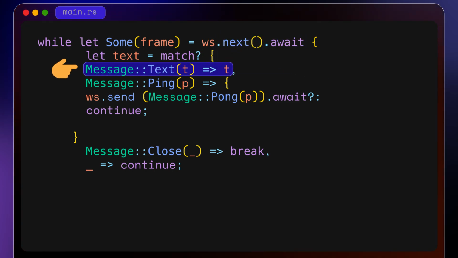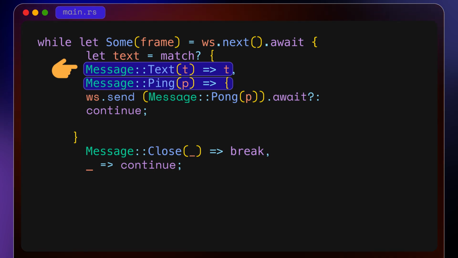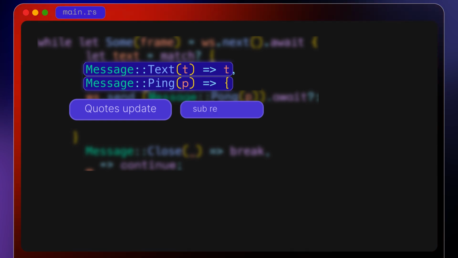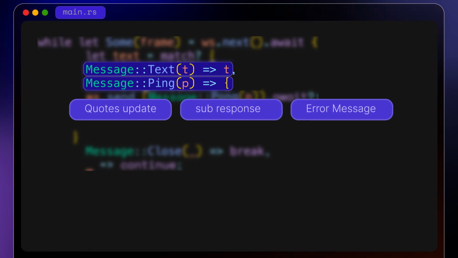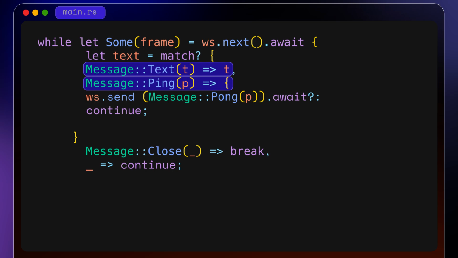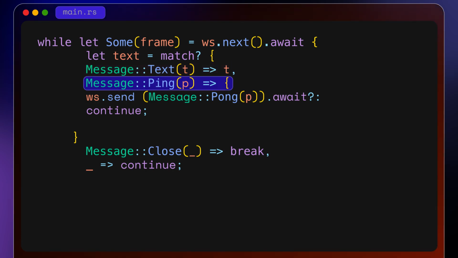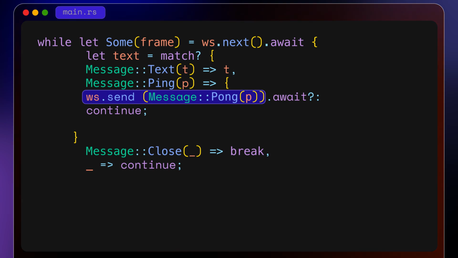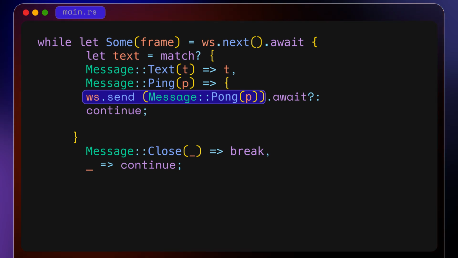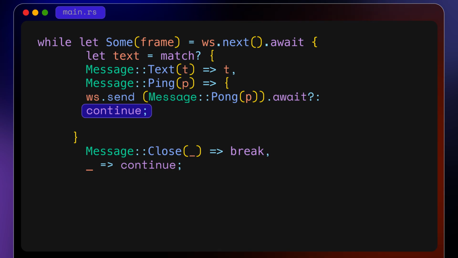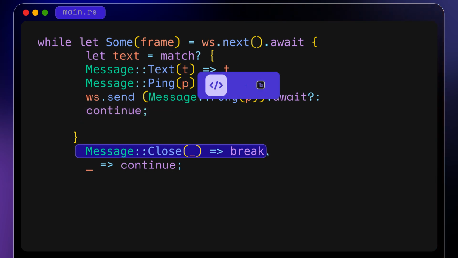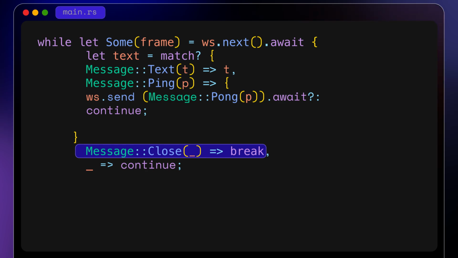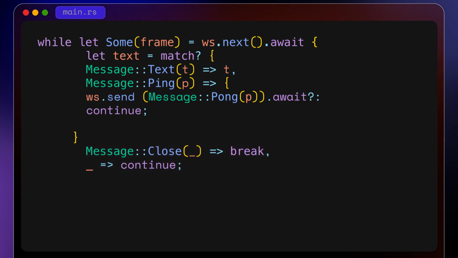This match operator checks two message types: text message and ping message. Text message type will include quote updates, subscription responses, or error messages, which we will later parse into a JSON object in the next section. If the server sends a ping message, it is checking whether the connection is still alive. We reply with a pong message to keep the WebSocket connection active. After replying, we skip the rest of the loop and wait for the next message. If the server sends a close message, the WebSocket connection is ending, so we break out of the loop. For any other message type, we ignore it and wait for the next WebSocket message.